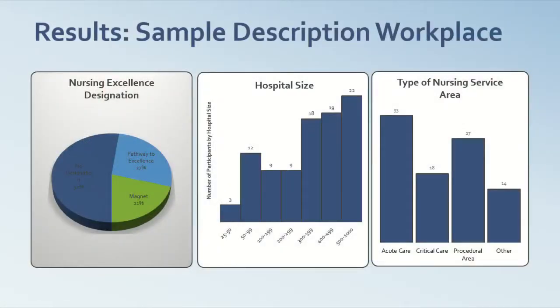What about nursing excellence designation? I really, really believe in this, by the way, because it brings resources to nursing. It's not about the finger paint. It really brings resources to nursing. But pathway to excellence, 27%, magnet 21%, but the majority of my sample had no designation. This is our hospital size. Most of the folks were in larger hospitals of over 300 beds. And then acute care, critical care, procedural areas like OR, and then other.